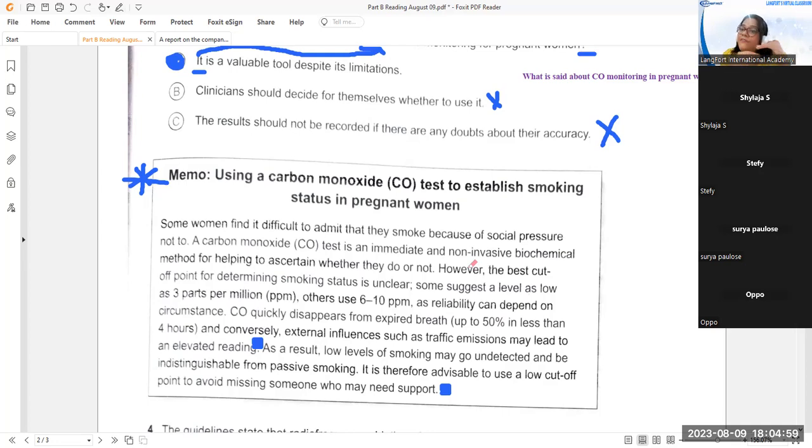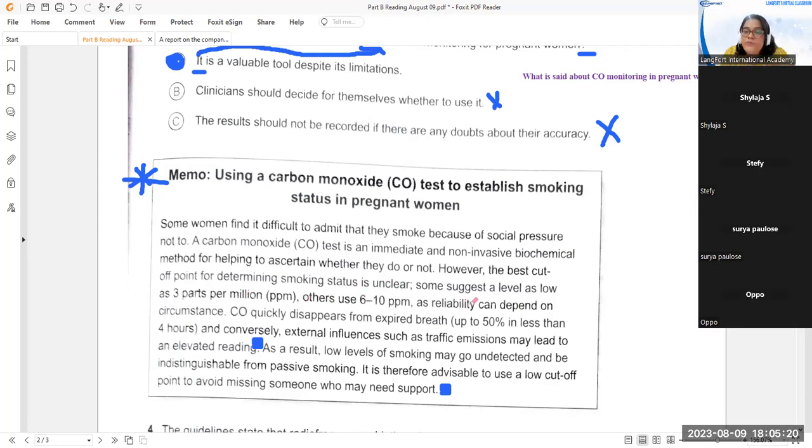That level we have not confirmed yet. It is still unclear what the best cutoff point is. Until this point it's safe, beyond this point it's dangerous. That point has not been decided for this test. Some people suggest keeping 3 ppm as a limit is okay. Some people say no, it should be 6 to 10 ppm.